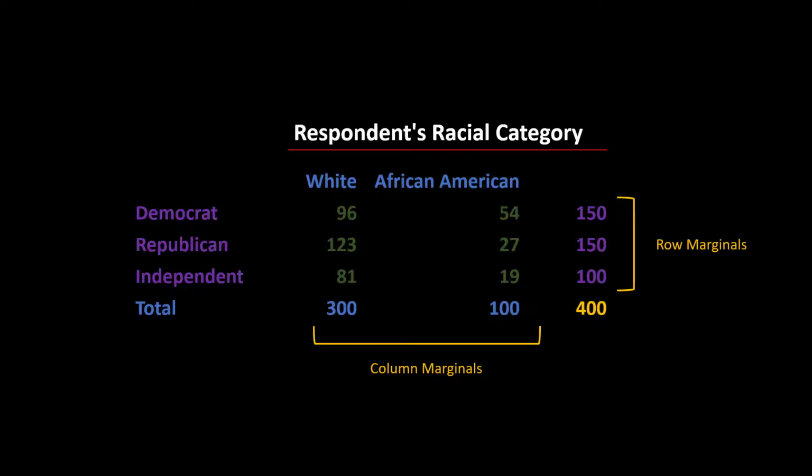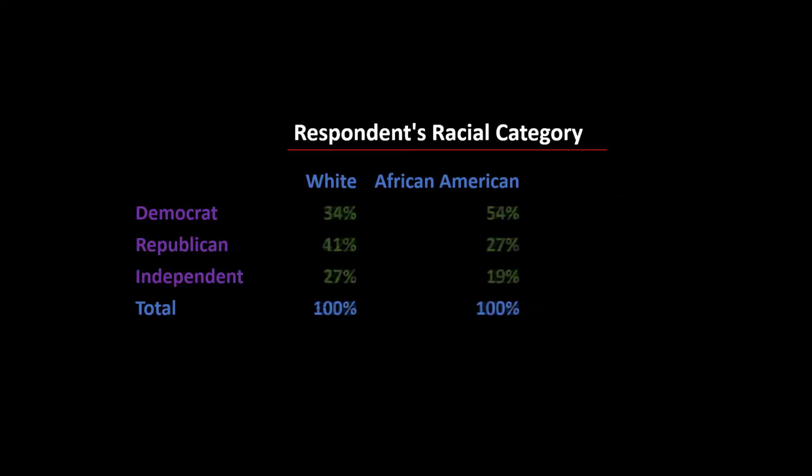Let's now return to the question we started with. Does knowing a person's race help predict their political party affiliation? Well, as the table shows, there are more whites who are Democrats than there are African Americans, 96 as compared to 54. But of course, there are more white respondents, 300 overall, as compared to 100 African Americans. So clearly, simply looking at these cell counts doesn't make that much sense. We need to look at the percentage values.